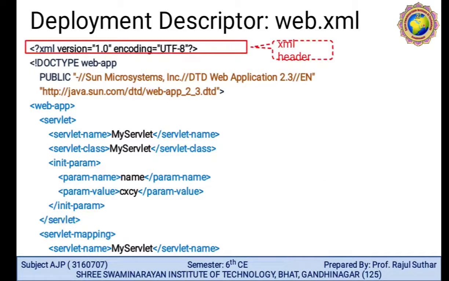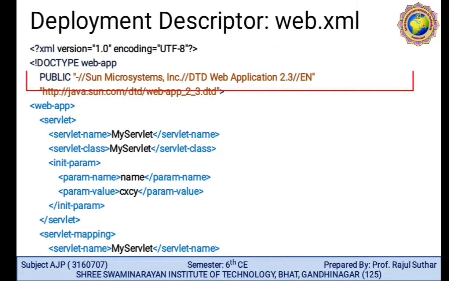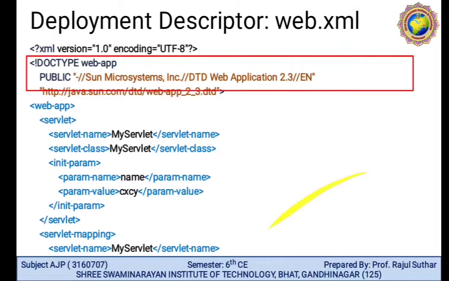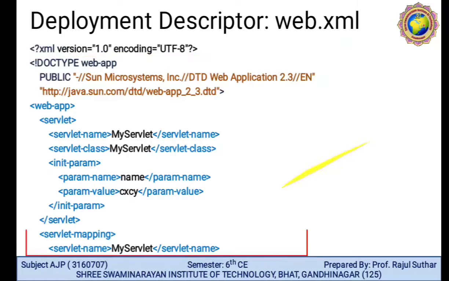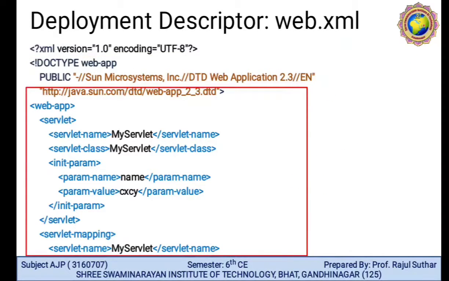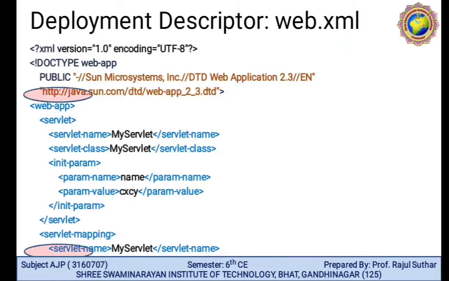So this is the XML header. First, second doc type, document type definition DTD. Third, here this is the control behavior. We work with web application. So this container configures the web application.